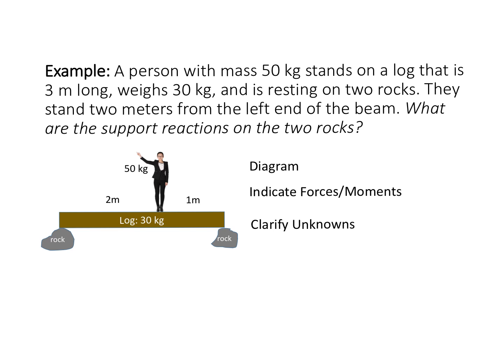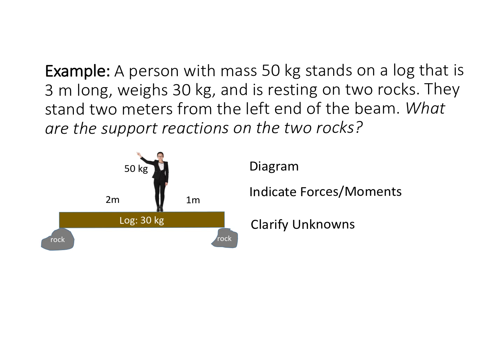So we've now talked about this in theory, and we're going to do an example. We have here, this is not quite a diagram yet because it doesn't have the cartoons, but it's close. We have a person who weighs 50 kilograms, or with a mass of 50 kilograms, standing on a log that is 3 meters long and weighs 30 kilograms, or has a mass of 30 kilograms, and it's resting on 2 rocks at the ends. And the person stands 2 meters from the left side of the beam, which leaves 1 meter from the right side.